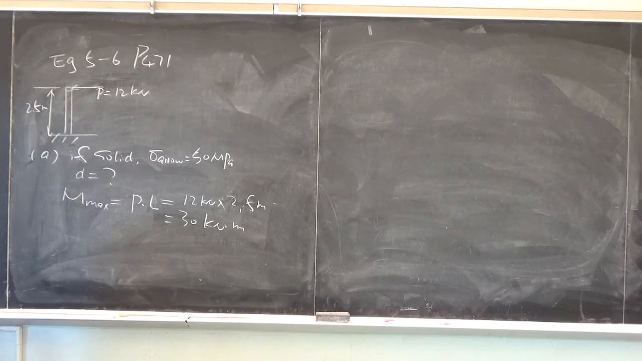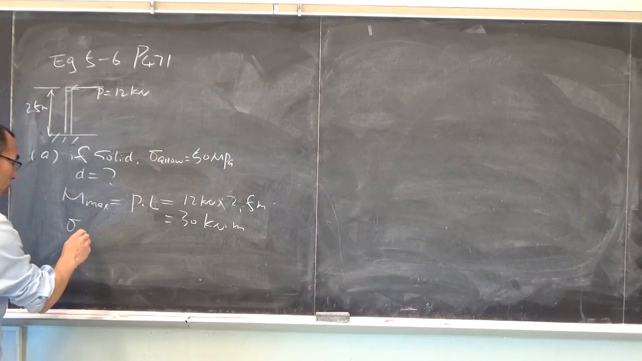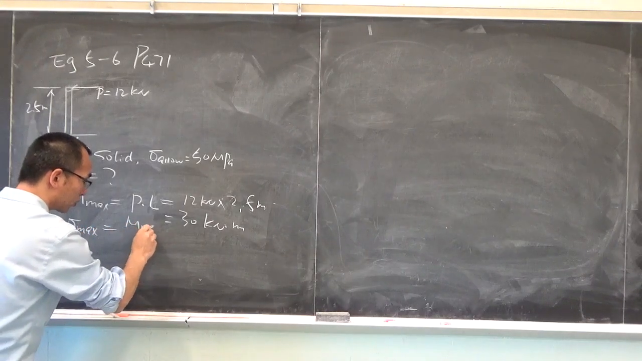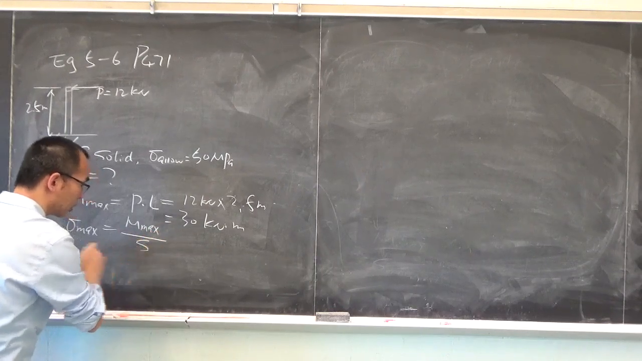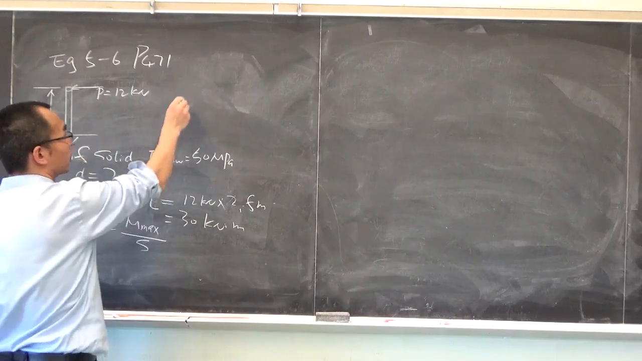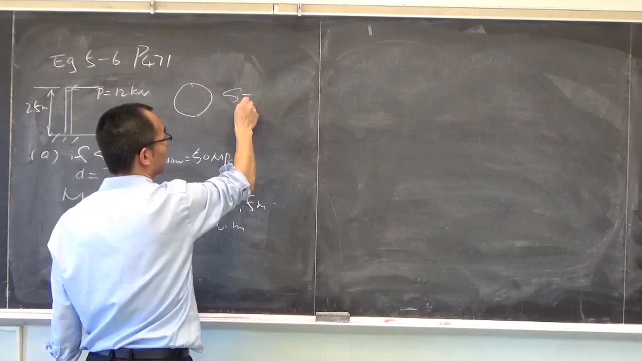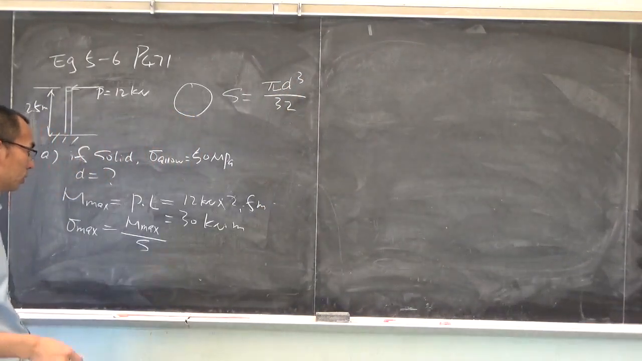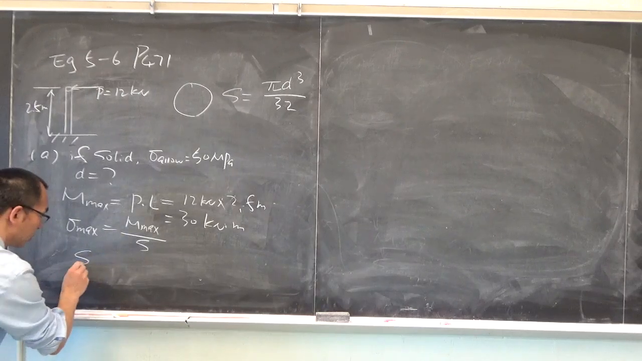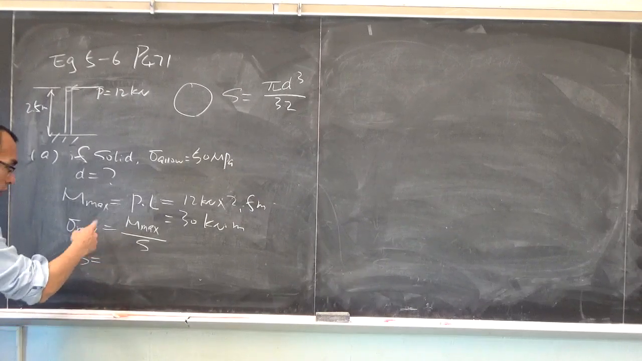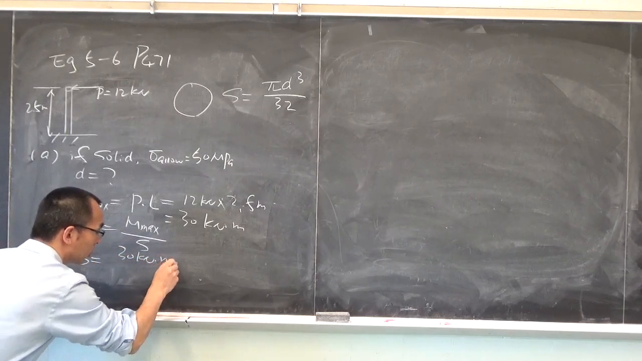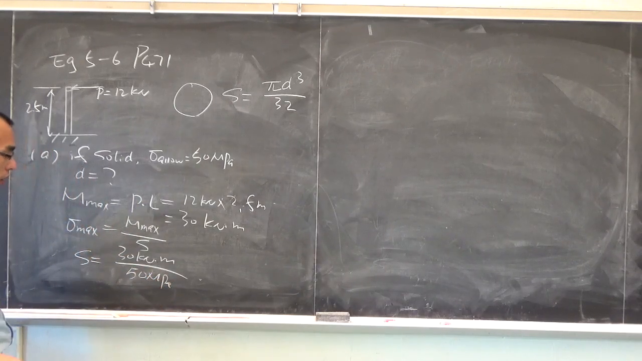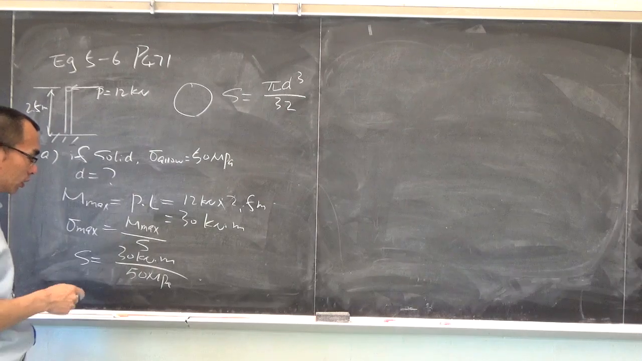So then for the diameter, okay, we know the normal stress is equal to maximum bending moment divided by section modulus, right? So apparently this one is a circular cross section. So then we know the section modulus is equal to pi d cubed over 32, right? So this one will have a diameter. So that means we can calculate the section modulus. So section modulus is equal to 30 kilonewton meters divided by 50 megapascals.